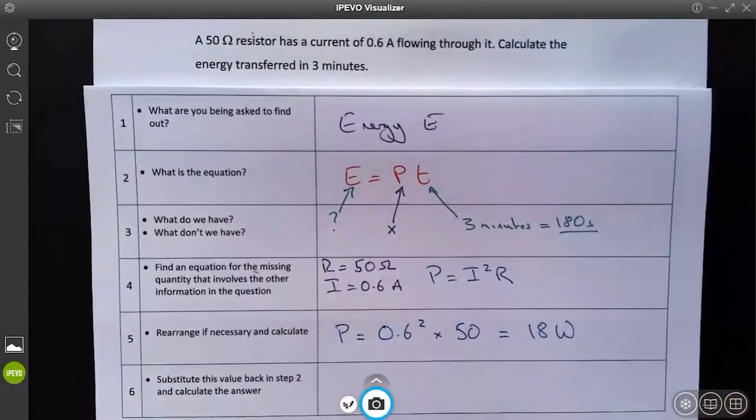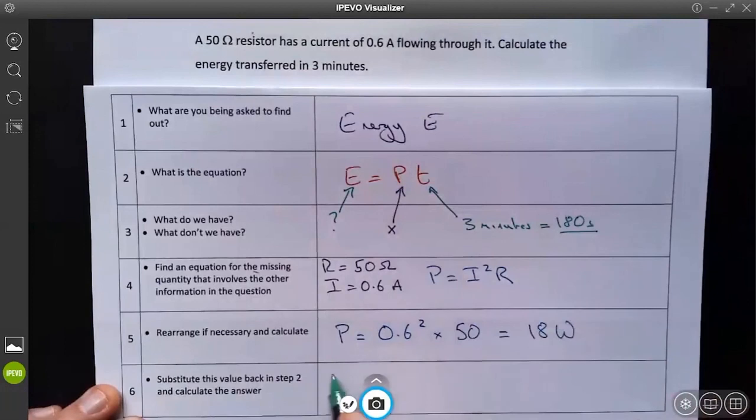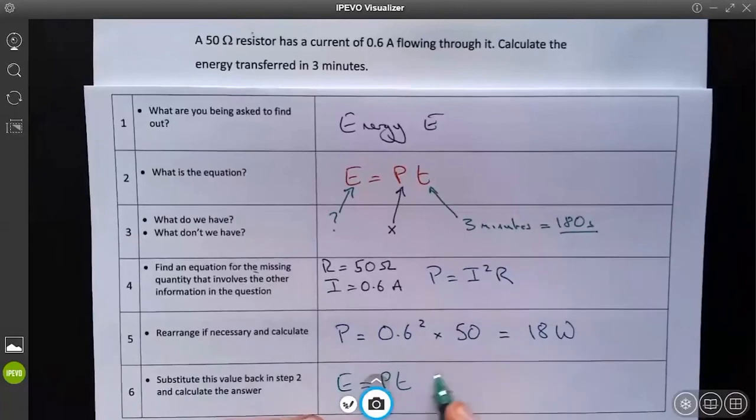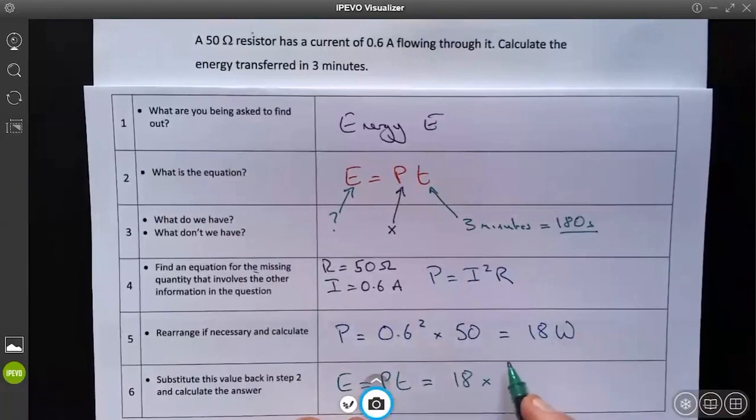And now the final stage is to take the 18 watts and substitute it back into the initial equation. So we can finally write E equals PT, and let's substitute in the values. We've got the 18 watts, which we've just calculated in stage 5, and we've got the 180 seconds, which is given to us essentially in the question. Multiplying those together gives us an answer of 3,240 joules, remembering to include the units.